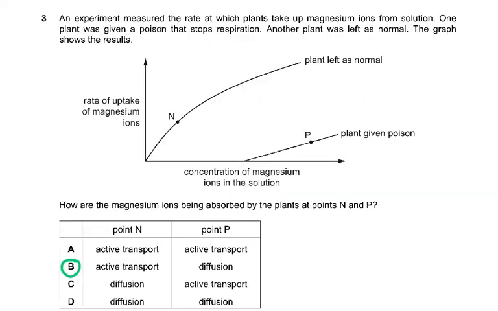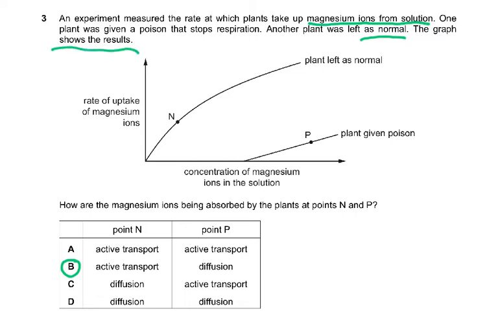Question 3. An experiment measured the rate at which plants take up magnesium ions from solution. One plant was given a poison that stops respiration. Now actually what are they examining? Active transport of ions into the root hair cell. Active transport requires energy, and respiration releases energy, so we have to correlate active transport, energy, and the process of respiration which releases energy. Another plant was left as normal. The graph shows these results.